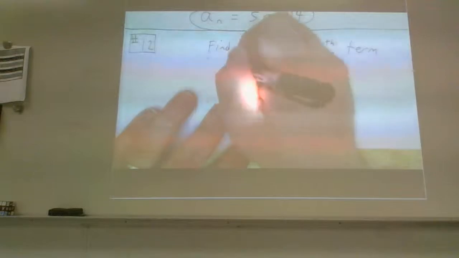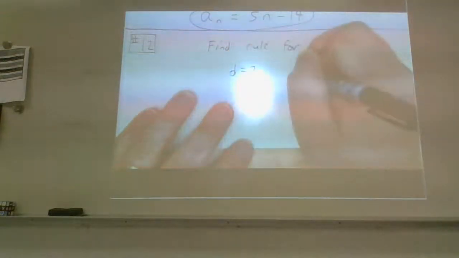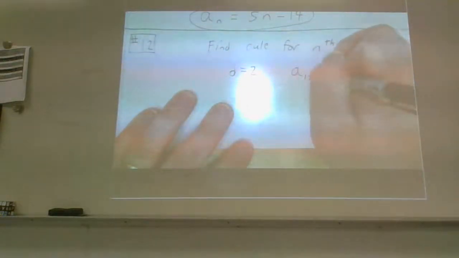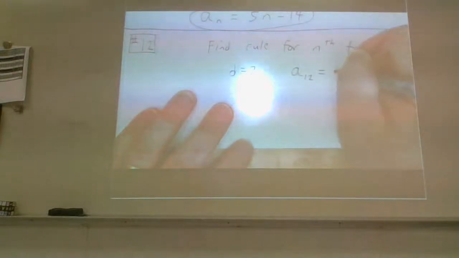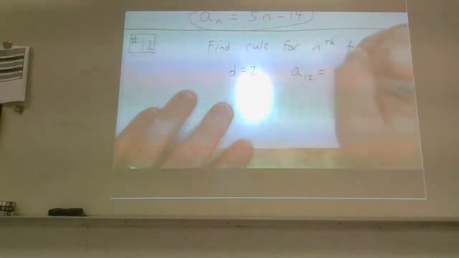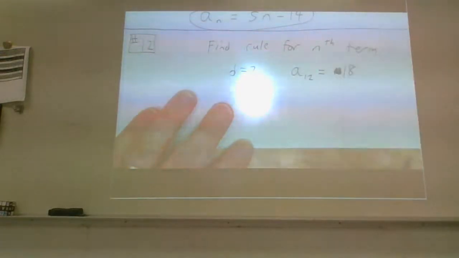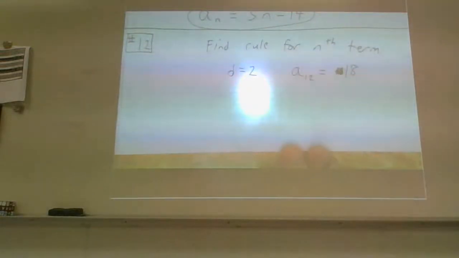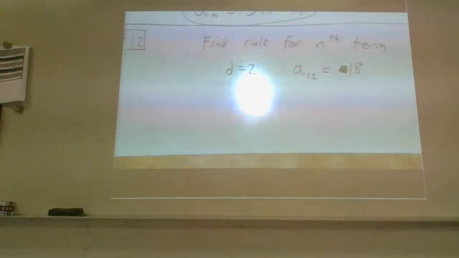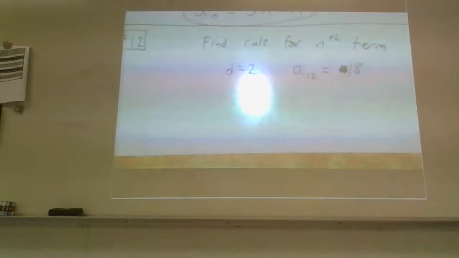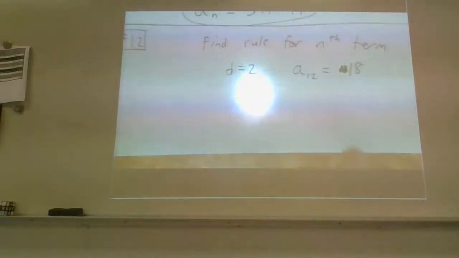Now they're giving you d is equal to 2, but a sub 12 is equal to 18. That's a mess up that I drew right there, but that's an 18. Well, I don't need the 12th term. I need the first term. I don't need the 12th term.